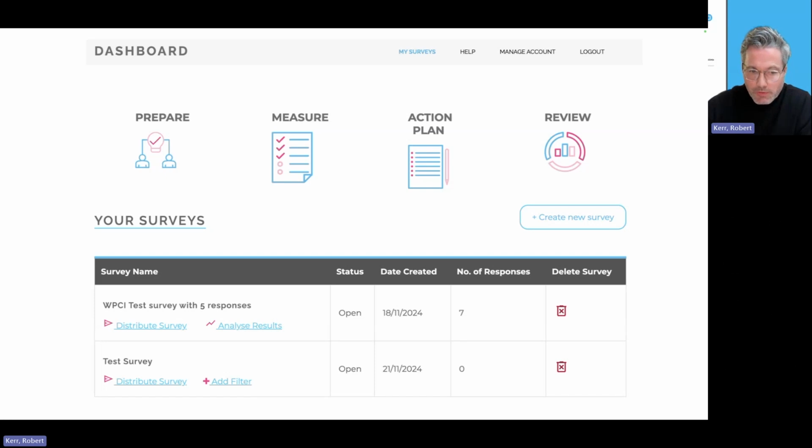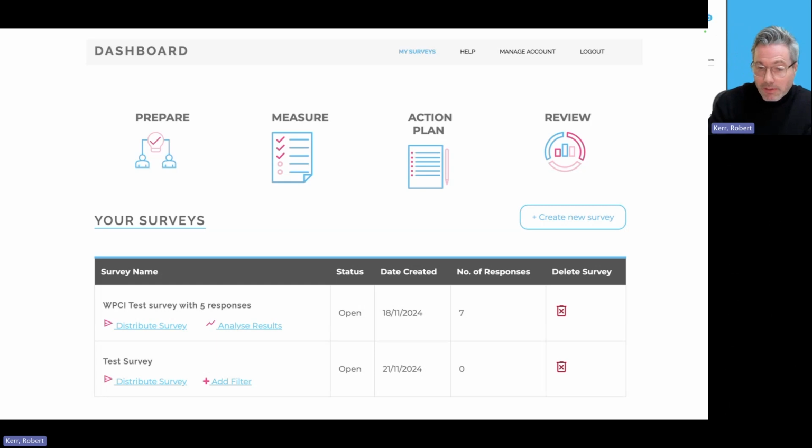So once we have a survey and before we have any survey responses, the add filter option will appear in the table. And that allows us to add filter categories. So how would we like to slice and dice our survey results? For example, we might want to have an overall survey, but we might want to consider how different departments, geographical areas and locations, or even different job roles respond in the survey.